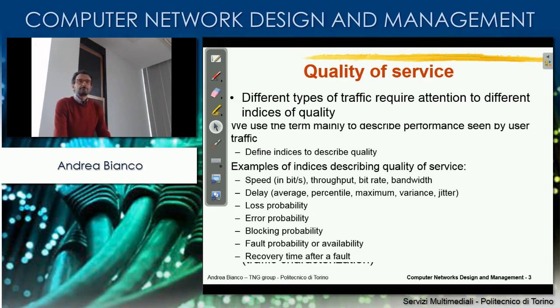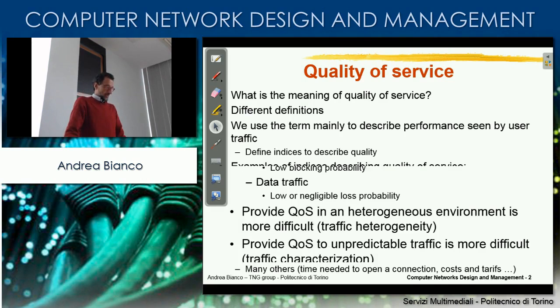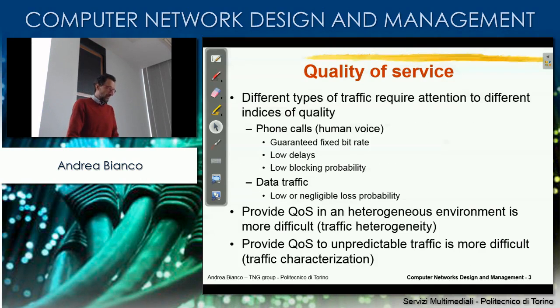Okay, we can start now discussing about quality of service. We already said something about that. What means quality of service? We need to keep going a little bit more in depth. So we have said several things already.